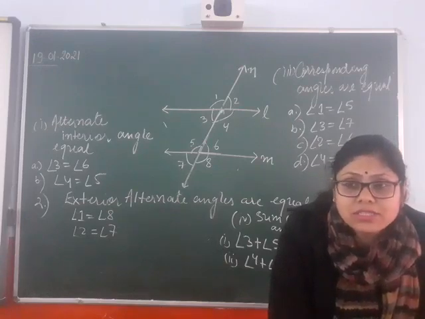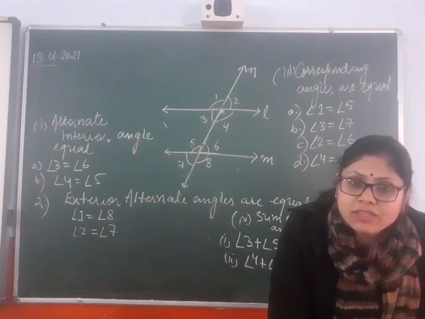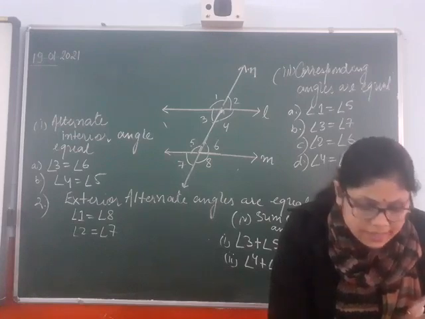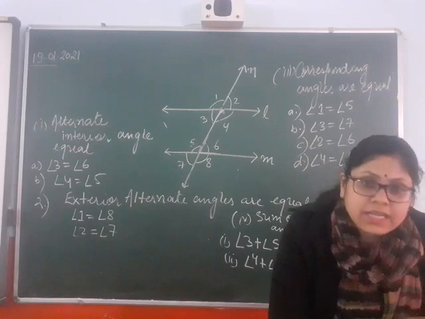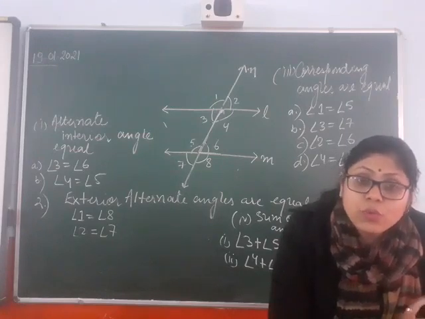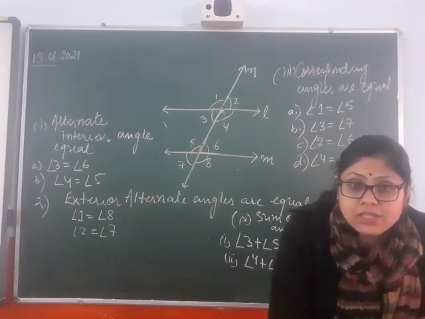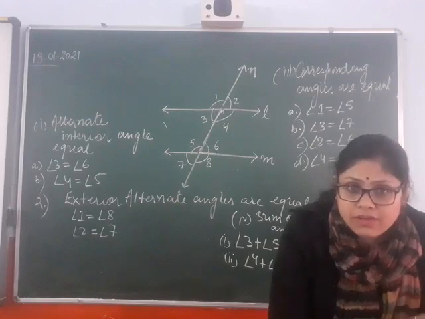Okay, what is an adjacent angle? In layman's language, the neighboring angle is called an adjacent angle. Now, vertically opposite angle. This we also did in the last session, in exercise 17B.